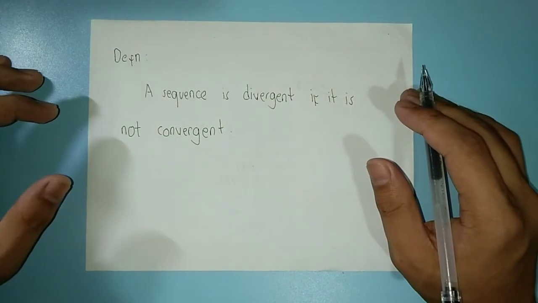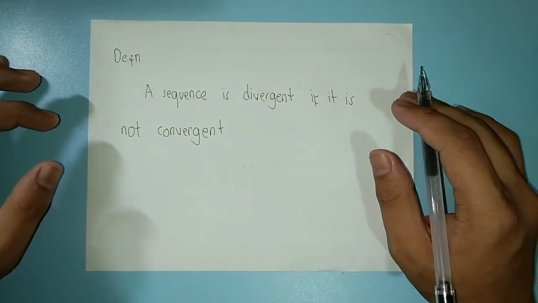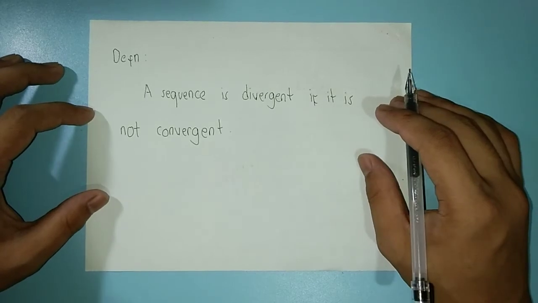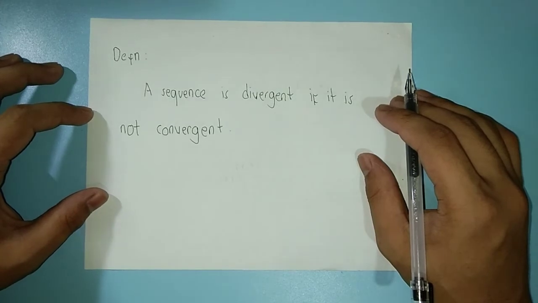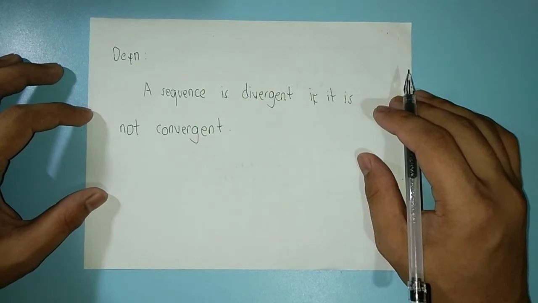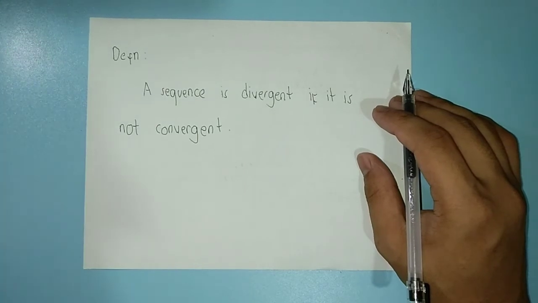In this video, we're going to discuss divergent sequences. So let's have the definition. A sequence is divergent if it is not convergent. So napakasimple ng definition ng divergent. Kapag ang sequence hindi convergent, automatic divergent. So isa lang ang ibig sabihin niyan, dalawa lang ang patutunguhan ng ating sequence. Pwedeng convergent, pwedeng divergent.